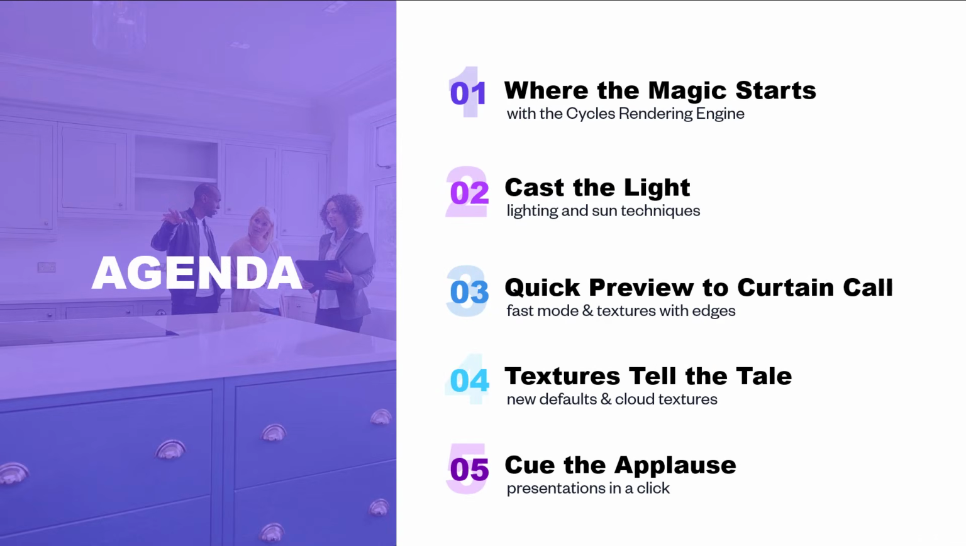So today's presentation is broken down into 5 different areas. I'll start at the beginning. We're going to talk a lot about the new rendering engine cycles and make sure you're leveraging that. It will give you the best quality that we have available.